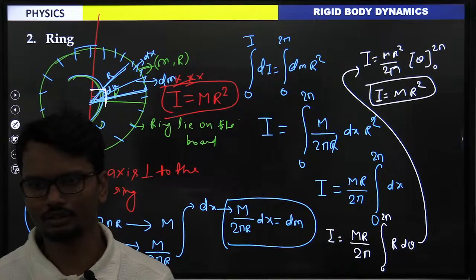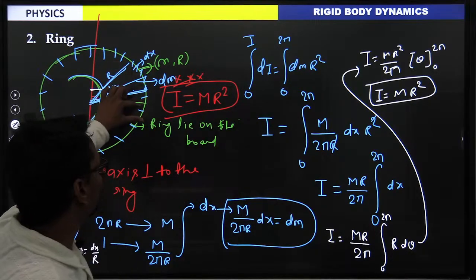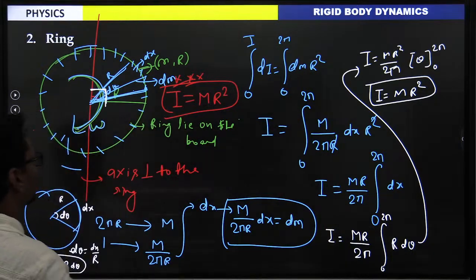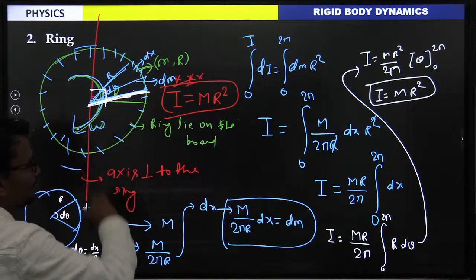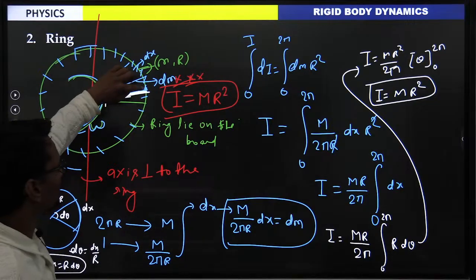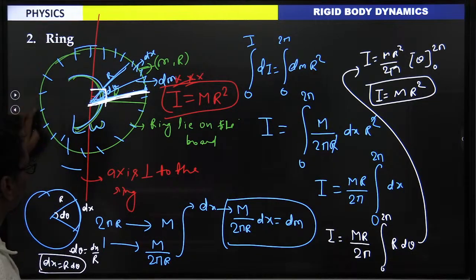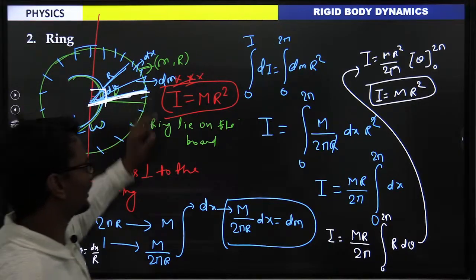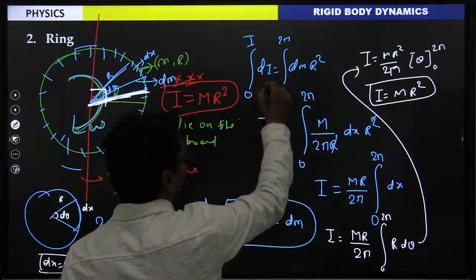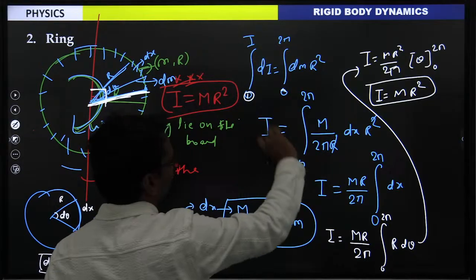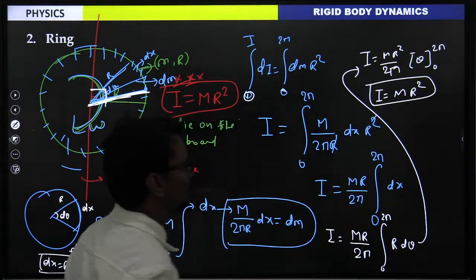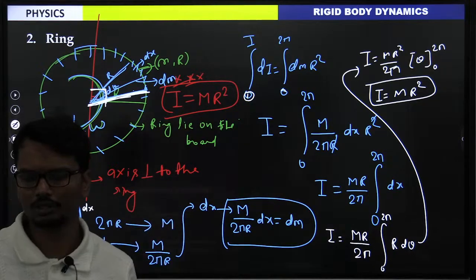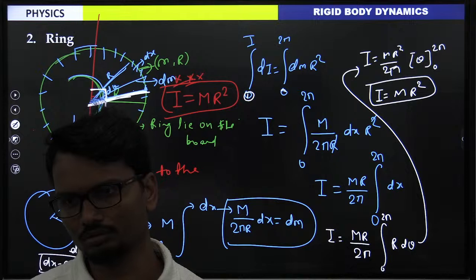How to find the moment of inertia? In a small part the moment of inertia is small, so dI is equal to small dm into the perpendicular distance from the axis. This is the perpendicular distance from the axis, and after that we take the complete length of this ring. So we need to move 0 to 360 angle, and the net moment of inertia becomes the integral of dI. After that we put the values and solve this derivation, and we find the final result I is equal to m r square. I think this is clear to all of you. Clear?